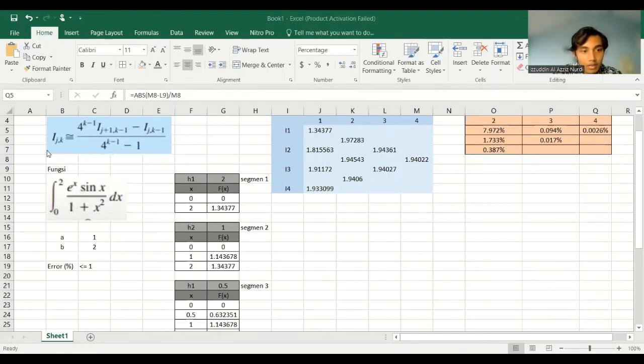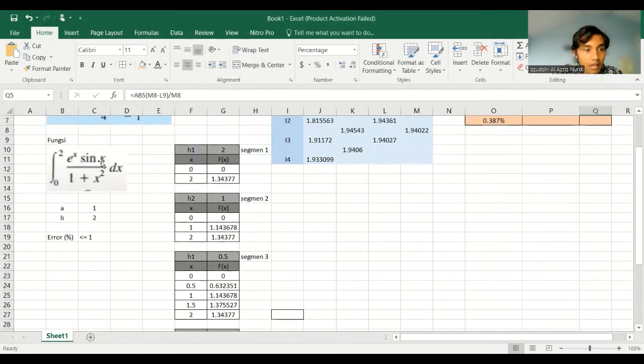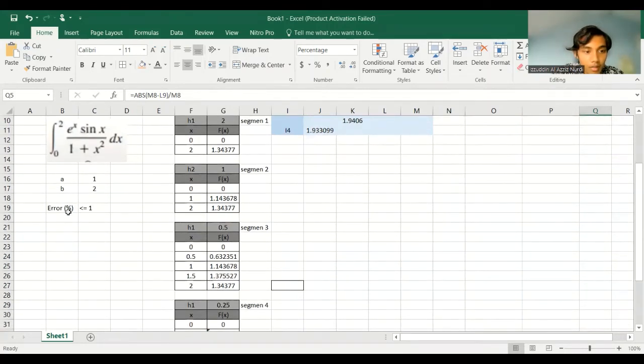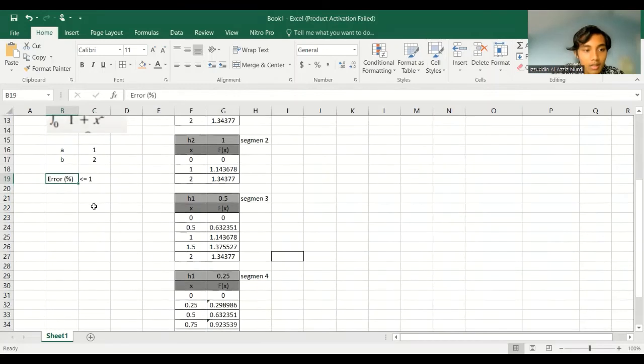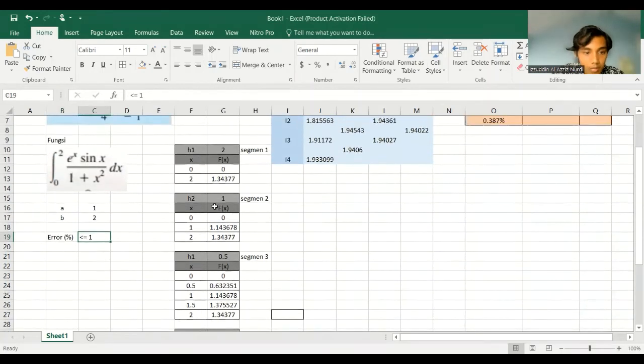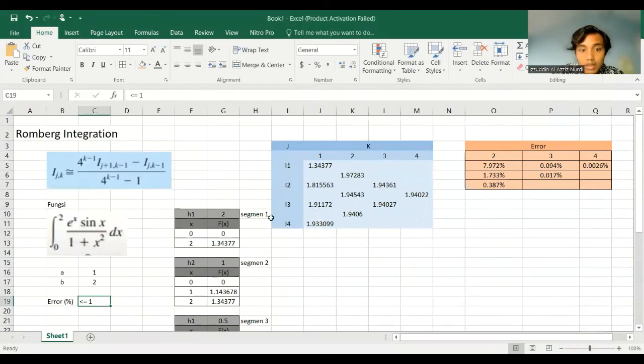Okay, so this is an example for Romberg integration. This is the basic formula we have in here, and this is the example, the integral from 0 to 2 of e to the sin x divided by 1 plus x squared. So I want the percentage of error to be less than 1%. So how do we get it?